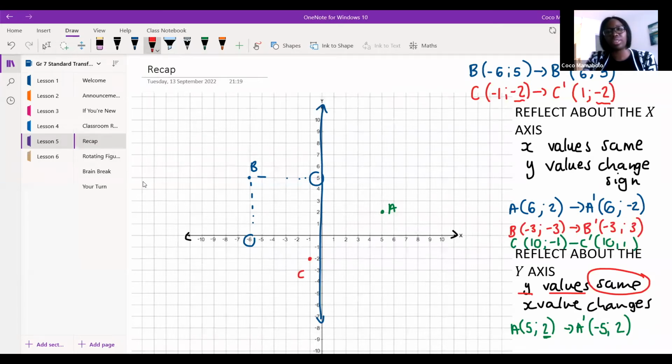Okay, and that's what we're getting at. I hope that makes a little bit more sense. Okay, ma'am, thanks. All right, awesome stuff.